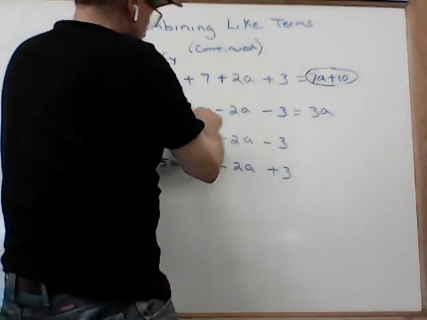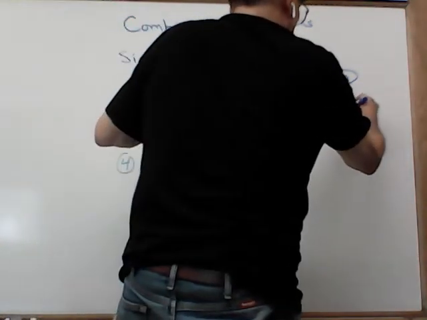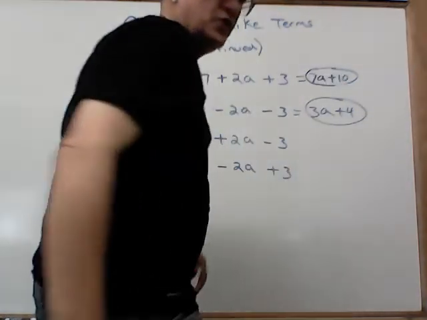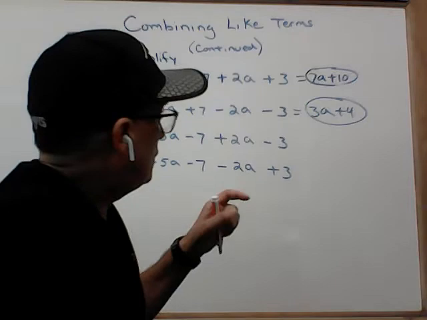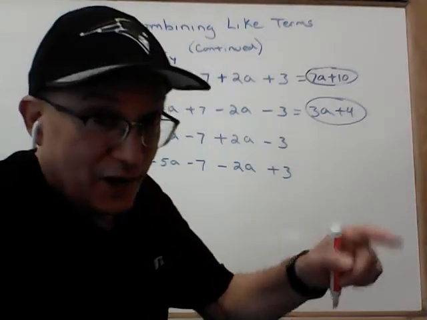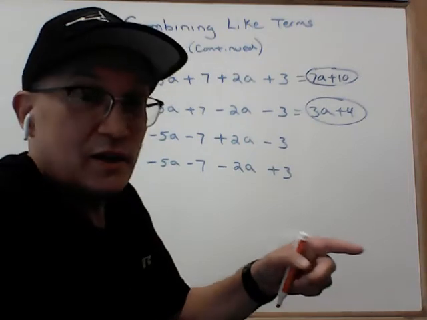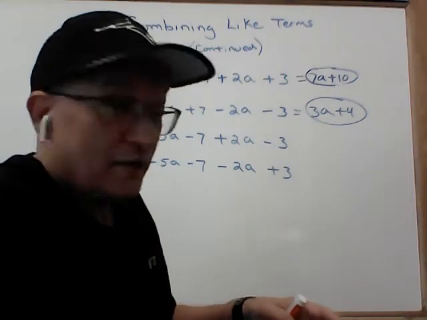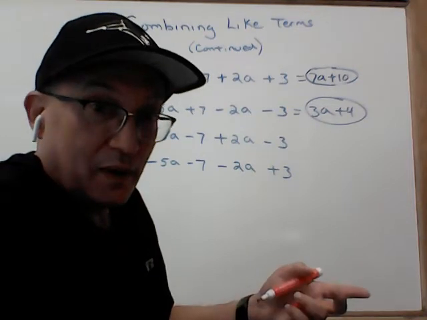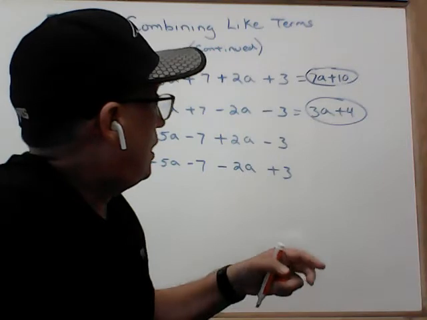And then we focus on the numbers. We see a 7 and a negative 3. 7 minus 3 is 4. So the second one simplifies to 3a plus 4. And once again, that's not 7a, right? 3a plus 4 is not equal to 7a, except when a is 1, just similar to before.